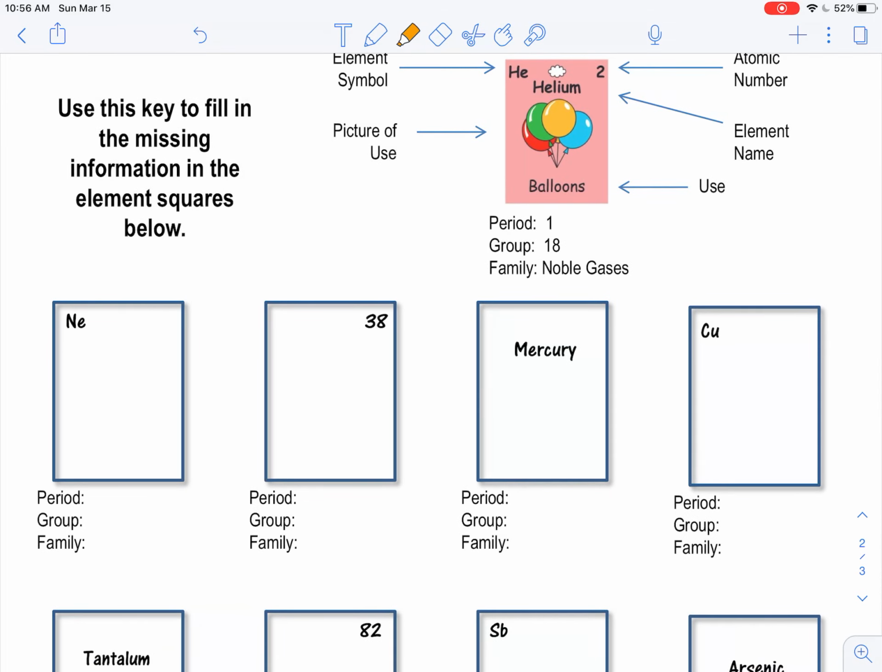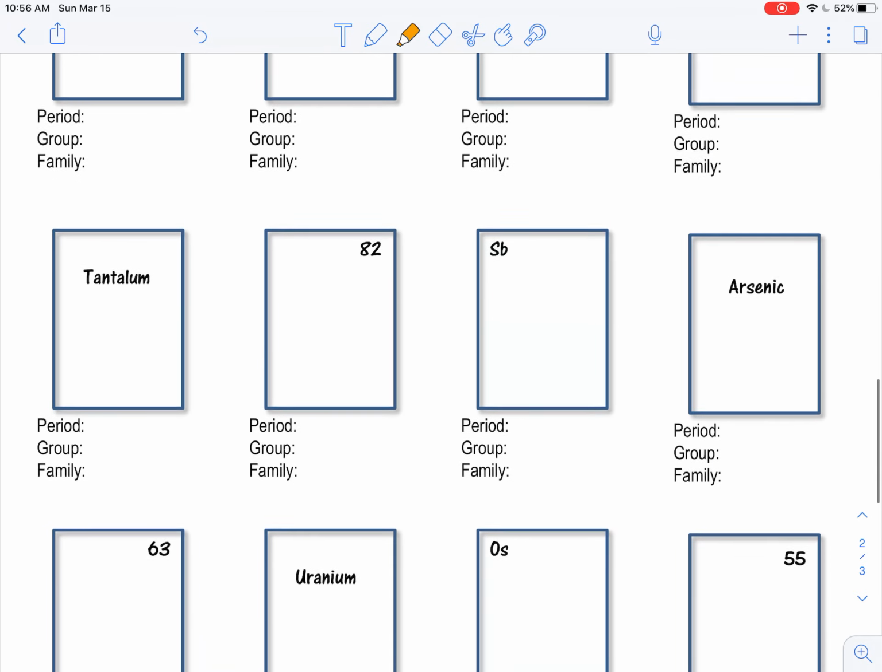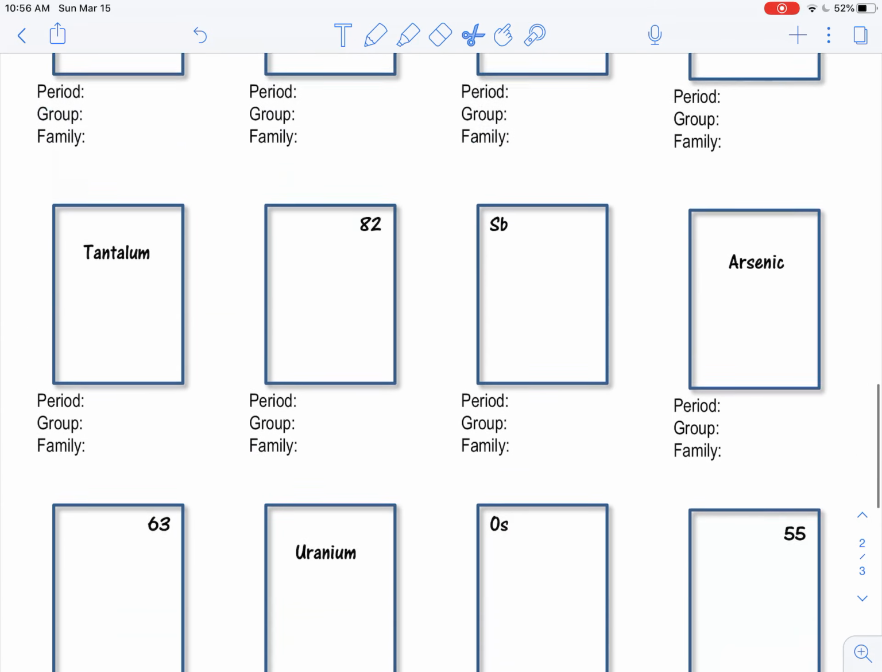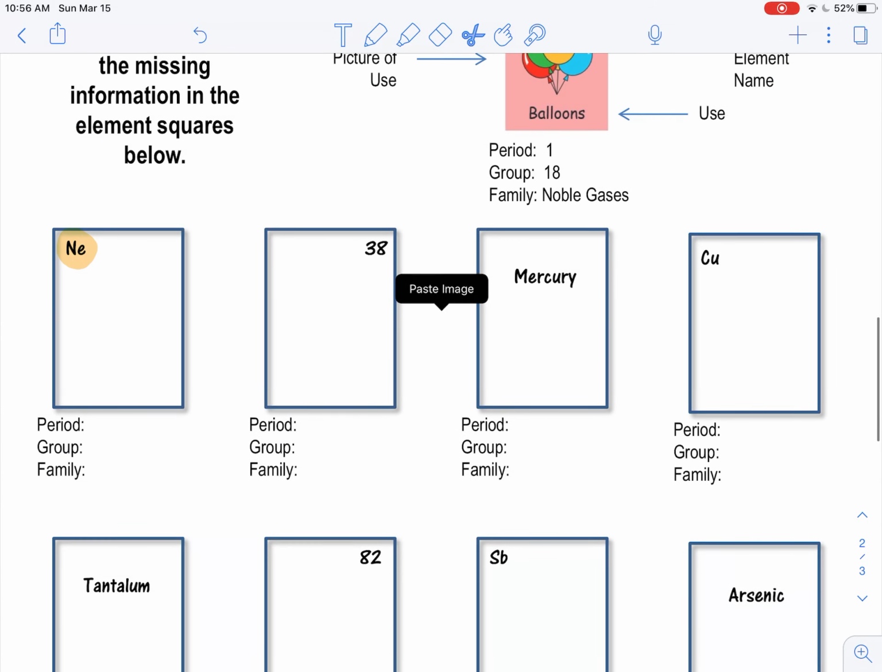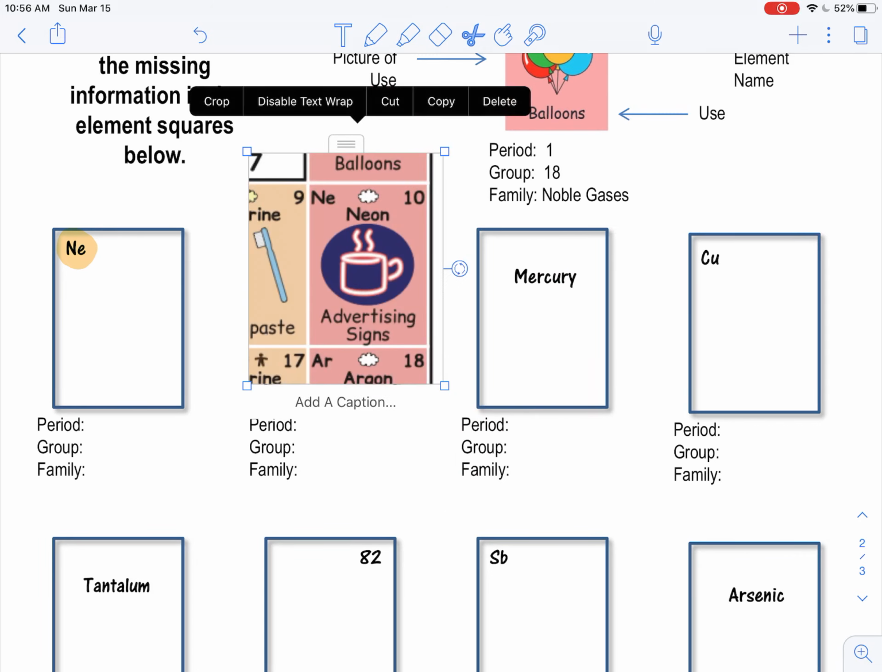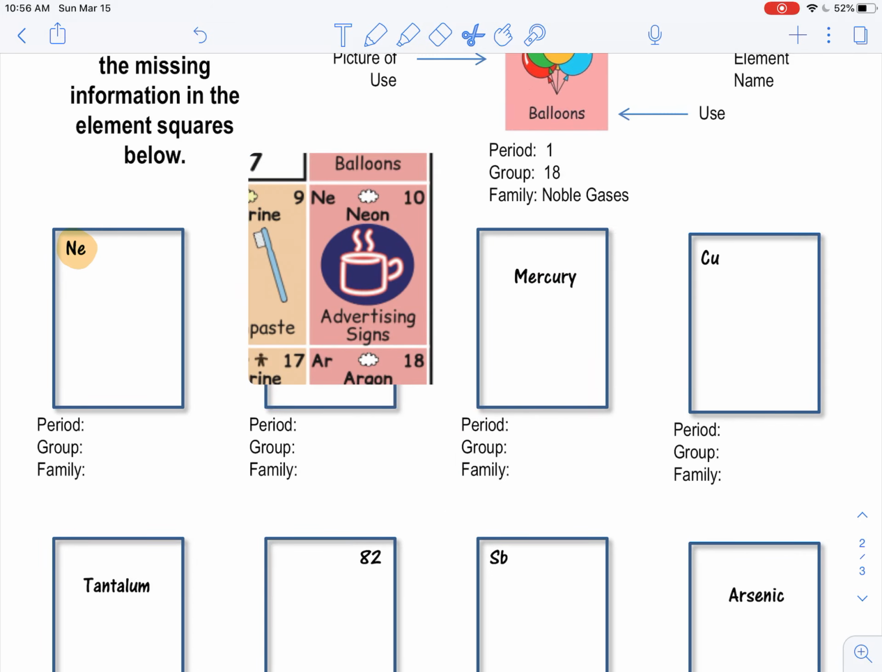The first one they want us to do, they tell us that the symbol is Ne. So let's go down and figure out which element they're talking about. And I know that Ne is over here. And we're just going to cut this out and copy it, and then bring it up here so that we can look at it while we're filling this out.